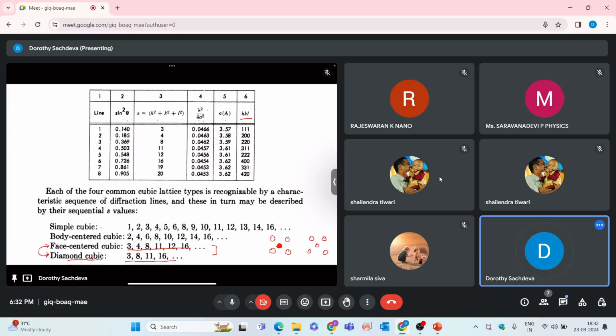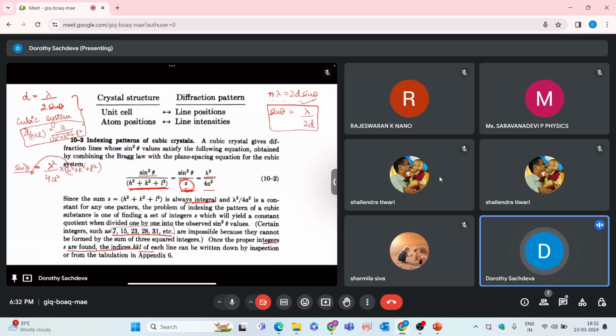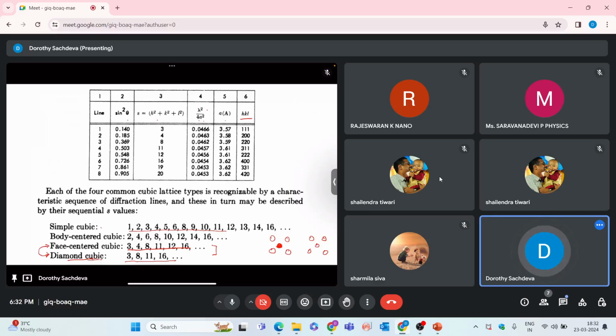But for simple cubic, you will have all values except for the impossible values which I showed you in the previous slide, like 7, 15, 23, 28, and so on. For FCC, you will have values like 3, 4, 8, 11, 12, 16. And for BCC, you can have values like 2, 4, 6, 8, 10, 12, and so on. This is for the cubic system. These values will be different for other systems, like tetragonal or hexagonal. We are discussing only the cubic system here.